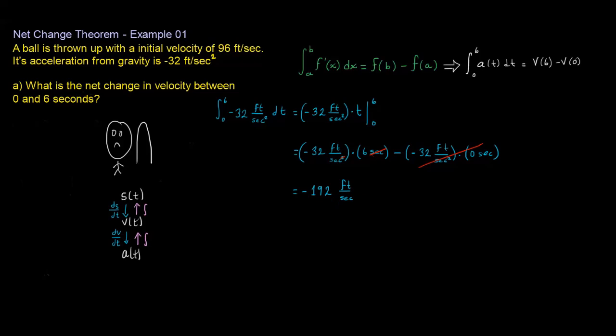So what this means is negative 192 feet per second stands that after the initial velocity, which was at 0 seconds and was 96 feet per second, we have a change of negative 192 feet per second, which is just 192 feet per second less than the actual initial velocity. So essentially that'll be it with this problem.